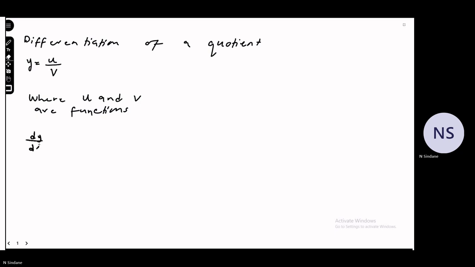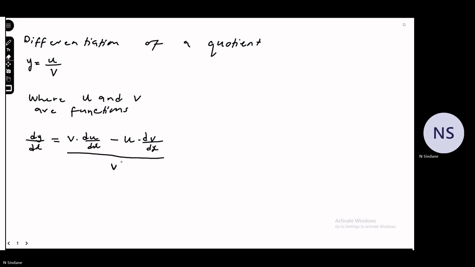This is equal to, now you differentiate your numerator while keeping your denominator constant. It will give you v multiplied by du over dx minus, now you're differentiating your denominator while keeping your numerator constant. It will give you u multiplied by dv over dx, all divided by v squared.